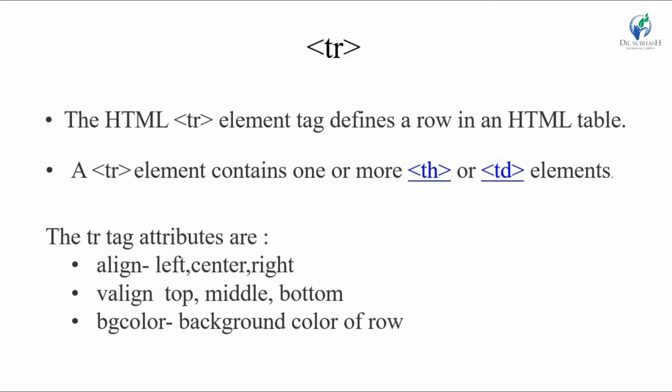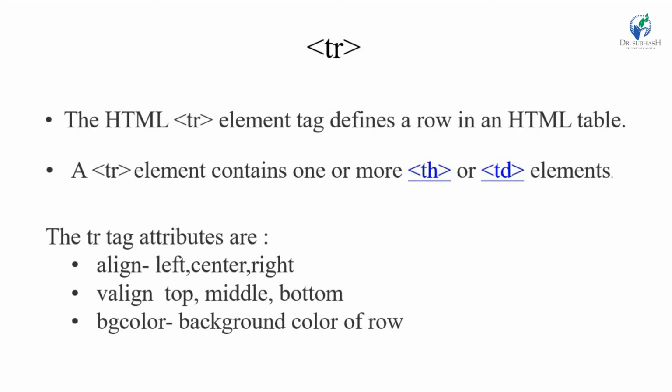Next tag is the tr tag. The HTML tr element defines a row in an HTML table. If you want to create a row in your table, then that row is created with the help of the tr tag. A tr element contains one or more th or td elements. What will tr contain? Tr will contain either th or td.